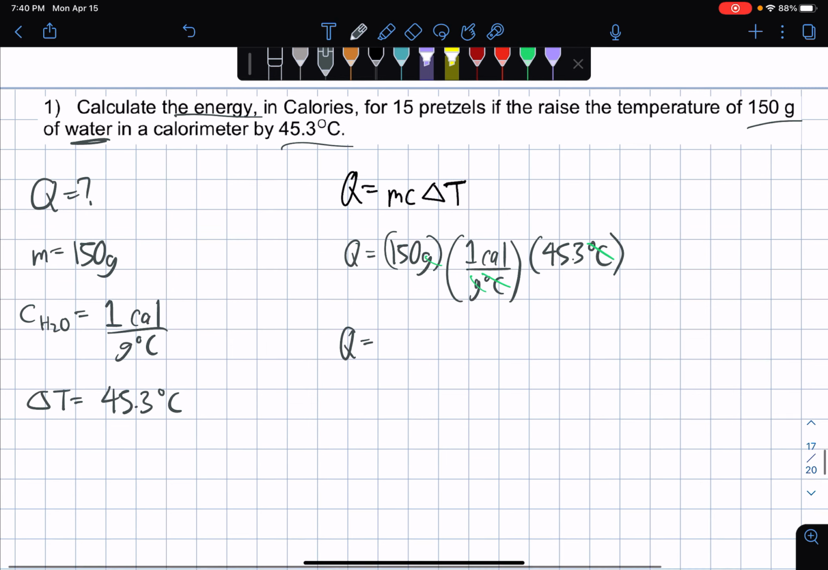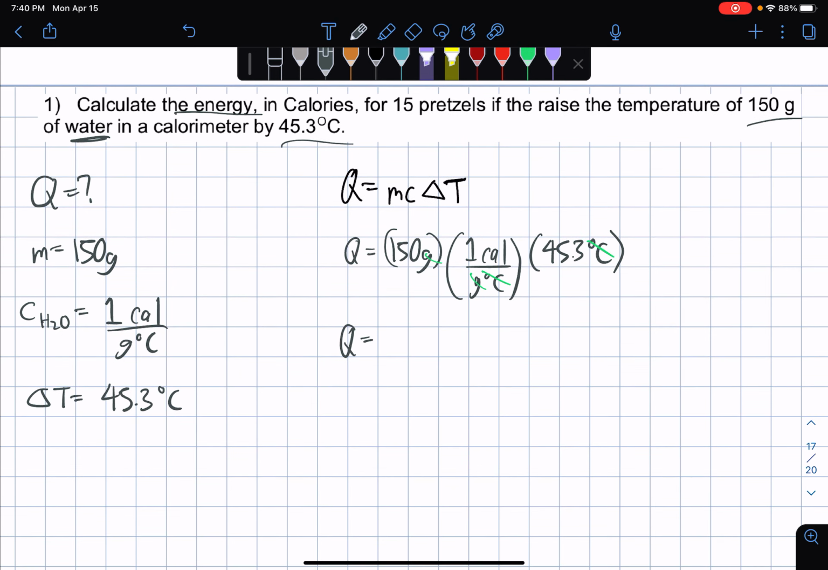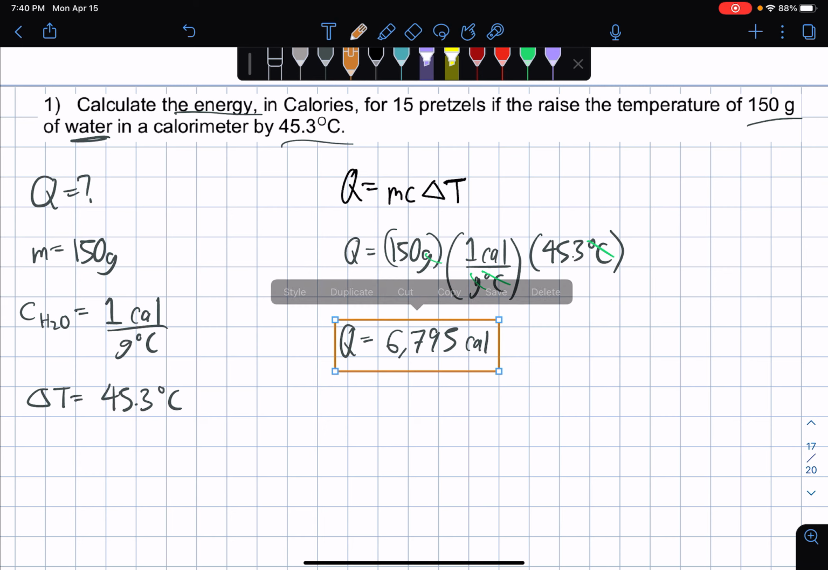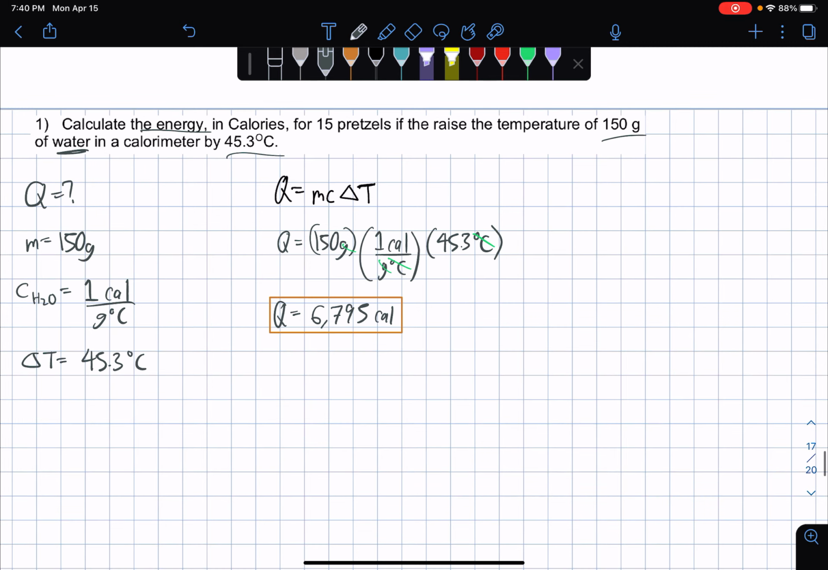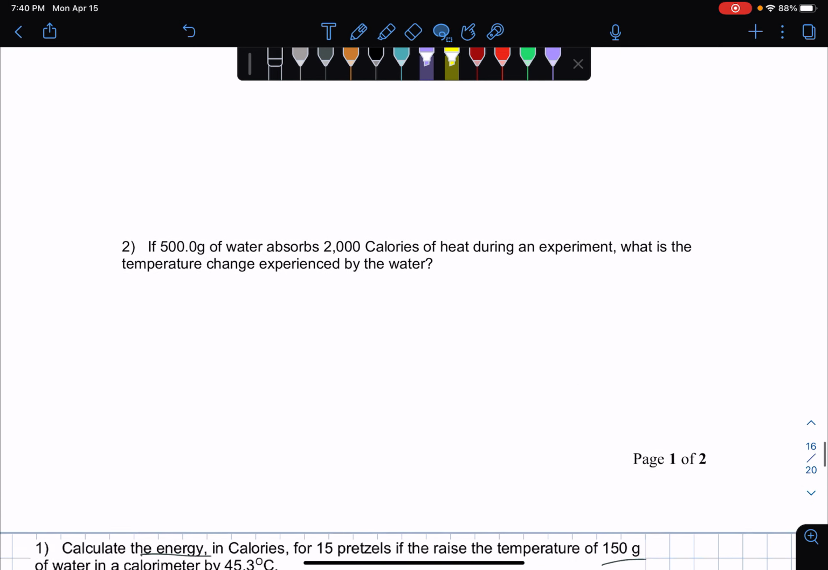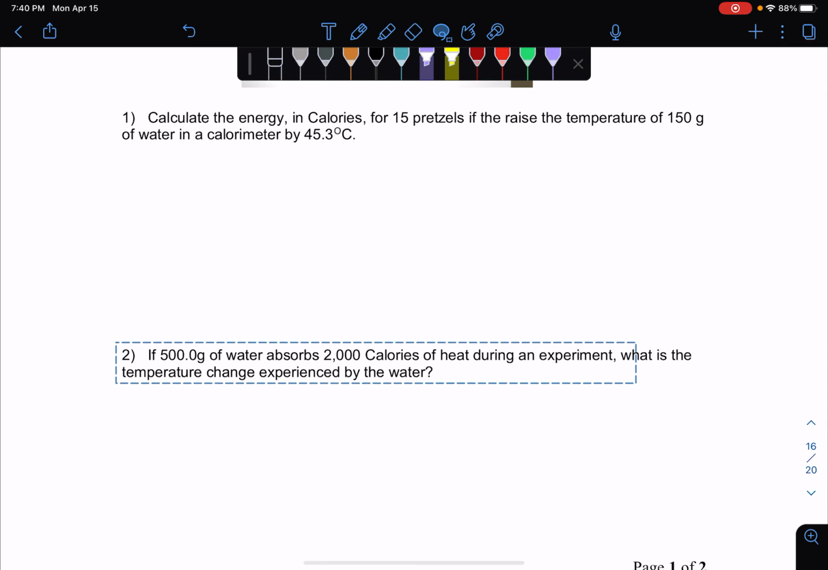So 150 times 45.3. What is the answer? So we have 6,795. And what is our remaining unit? Calories. By the way, energy is measured in calories, at least in this lesson. I believe this is the SI unit for energy, calories. Okay, let's go with number 2.